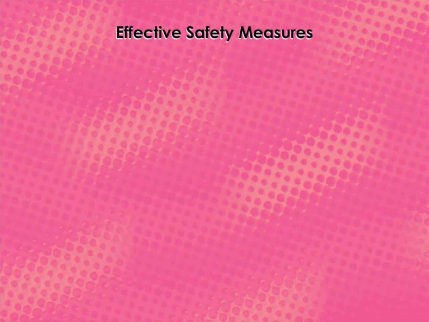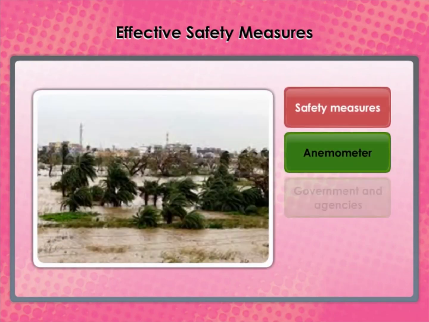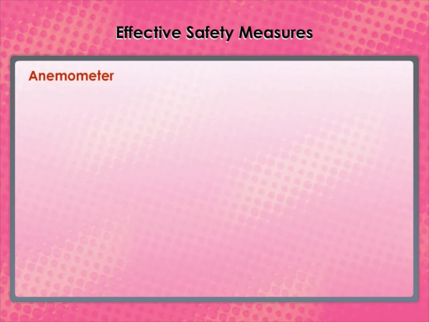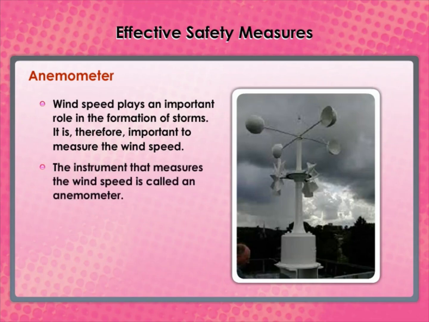Effective safety measures. Anemometer. Wind speed plays an important role in the formation of storms. It is therefore important to measure the wind speed. The instrument that measures the wind speed is called an anemometer.